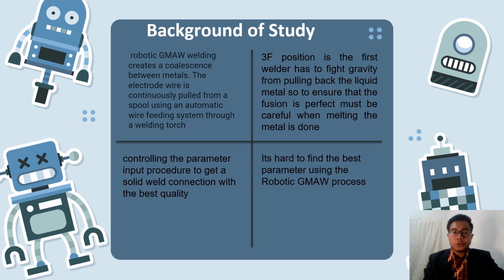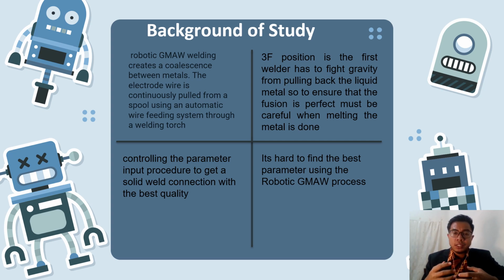Okay, next we are going to the background of study. Nowadays, robotic gas metal arc welding is very famous in many industries, such as the automotive industry, the oil and gas industry, and the construction industry. For the background of study, firstly, robotic GMAW welding creates a coalescence between metals. The electrode wire is continuously fed from a spool using an automatic wire feeding system through a welding torch. Second is the 3F position.